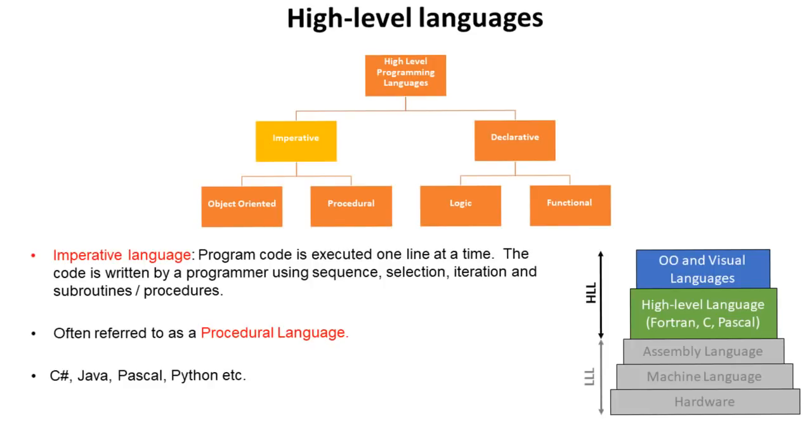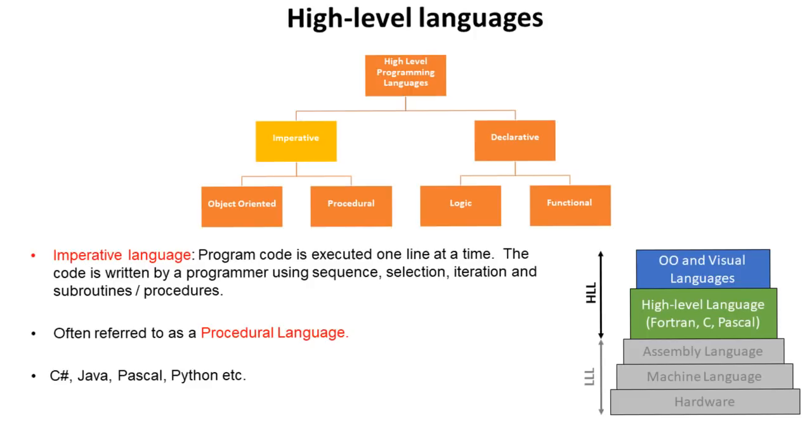So let's have a little look at our language hierarchy. At the moment we're just focusing on high-level languages, and we went through the difference between high-level and low-level languages in the last video. Now, there are hundreds of high-level languages, and very broadly speaking, at an abstract level, we can categorise them as imperative high-level languages and declarative high-level languages.